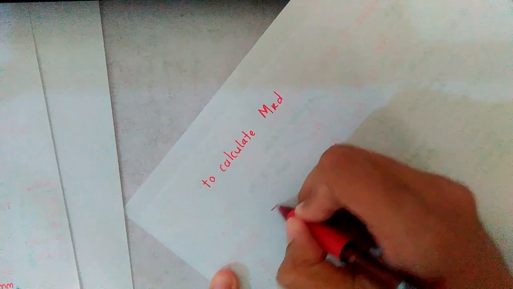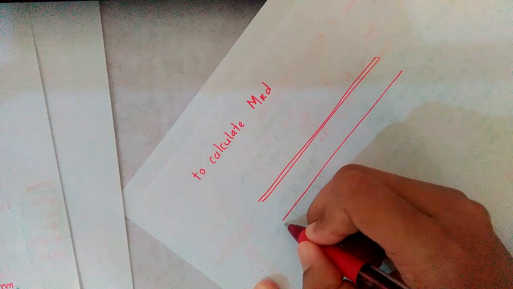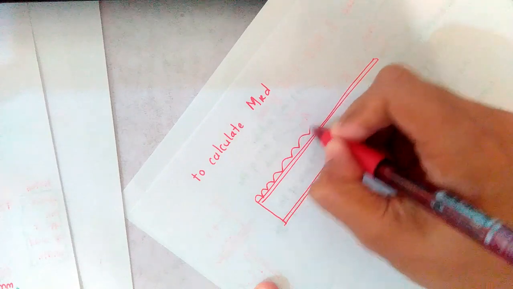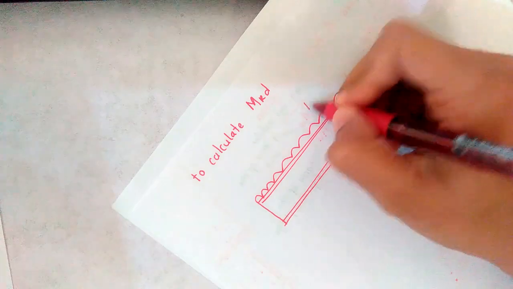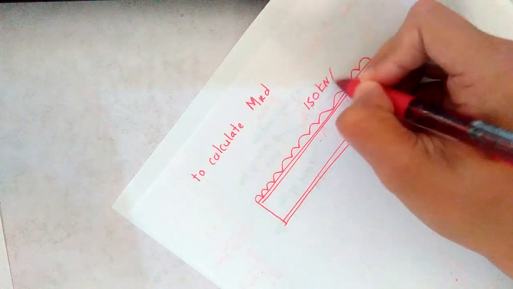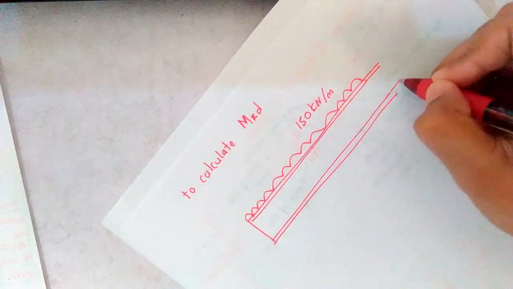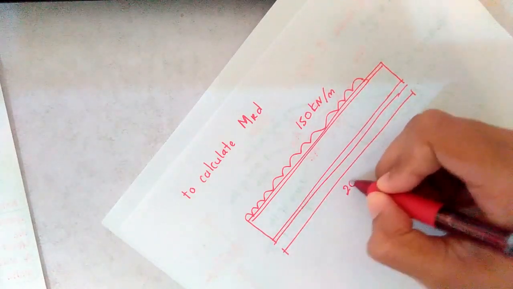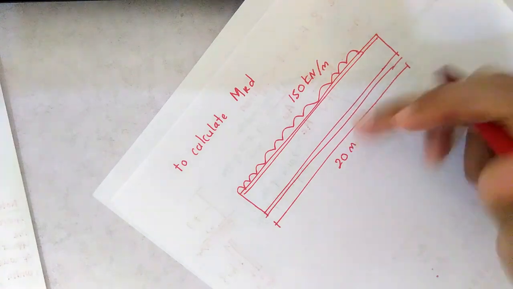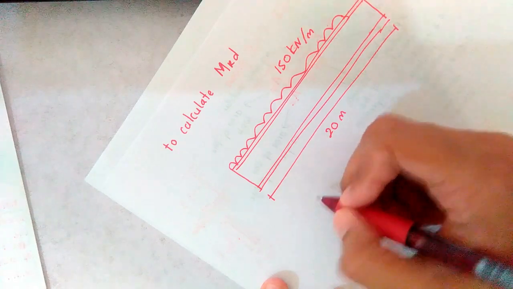You have this plate girder, whereby you have the total load acting on it of 150 kilonewton per meter. It has a 20 meter length. Now you're going to calculate the design bending moment.